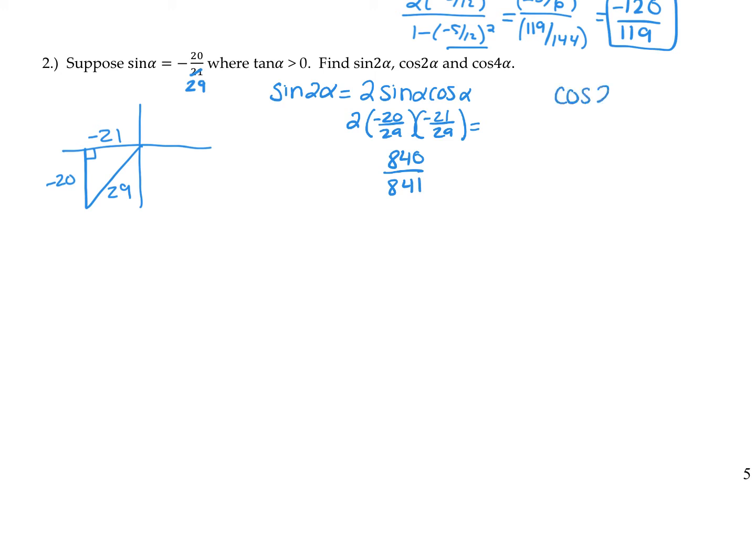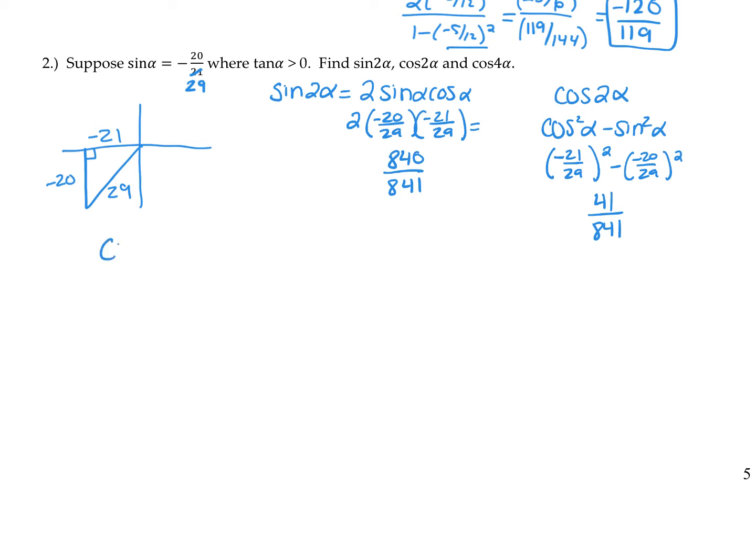Now, I'm going to do cosine of 2 alpha. I'm going to have cosine squared of alpha minus sine squared of alpha. We have a couple of choices for this one, but I'm just going to use this one. You could use any of them. So I'm going to have negative 21 over 29 squared minus negative 20 over 29 squared. And again, I can type that in my calculator, turn it into a fraction, and I'll get 41 over 841.